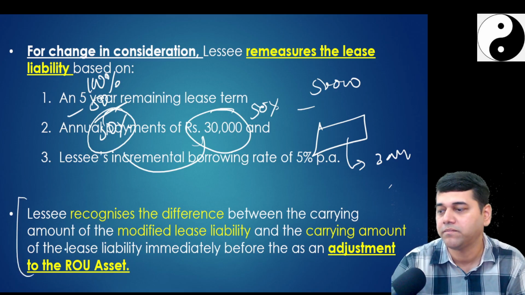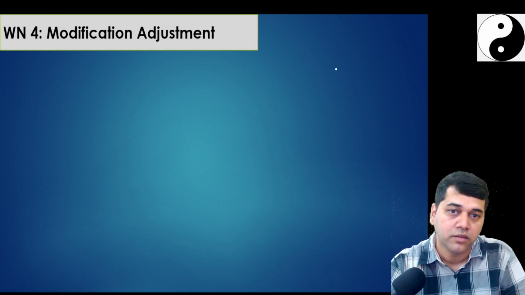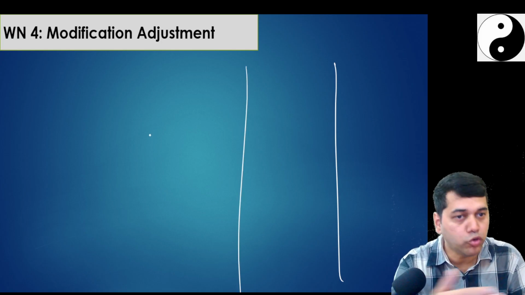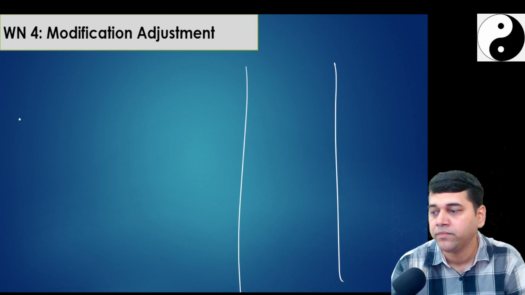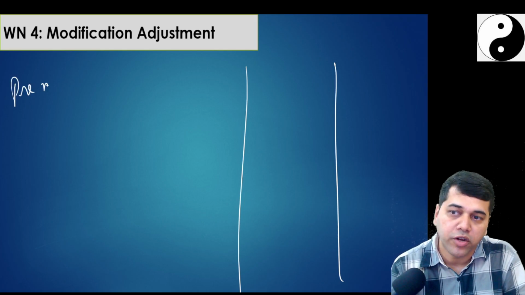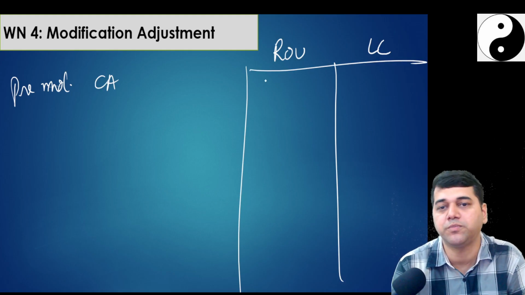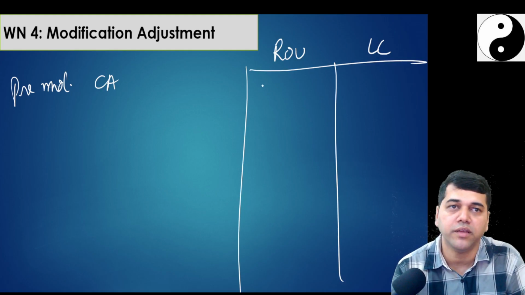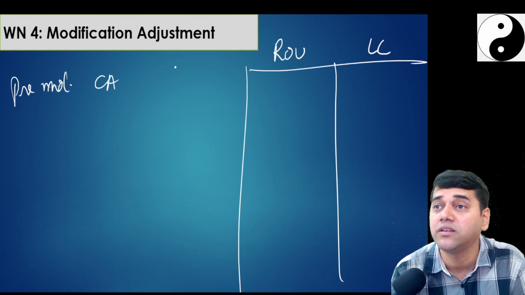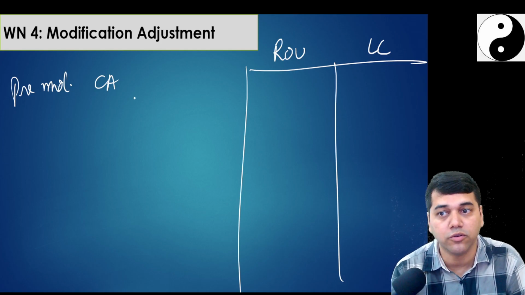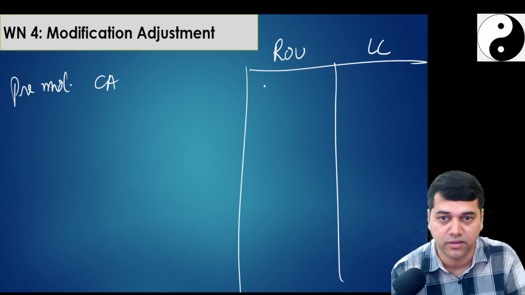Have you written this theory? Yes. Now we will write working note number 3, modification adjustment. See, draw two things now. And please go through again what we have done. Are you getting a flow there? Now, pre-modification carrying amount. How much? This is my ROU. This is my lease liability. How much is the pre-modification carrying amount? Can you tell me? I am doing this modification adjustment at the beginning of the 6th year. So what is my pre-modification? End of the 5th year.